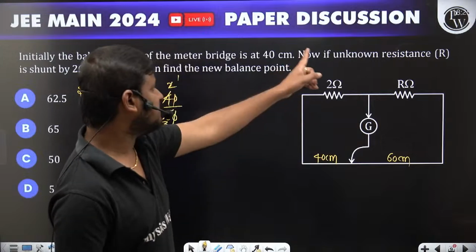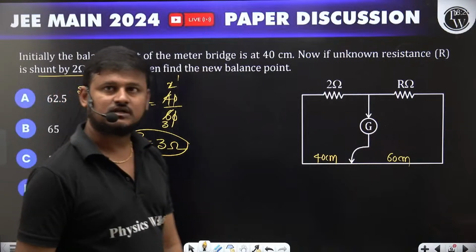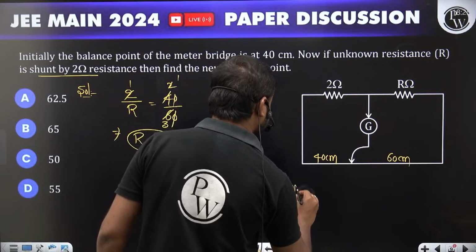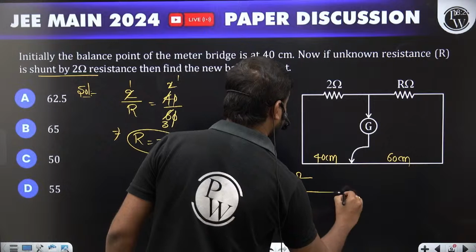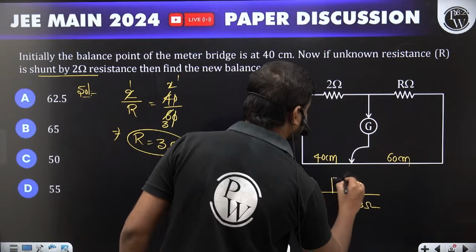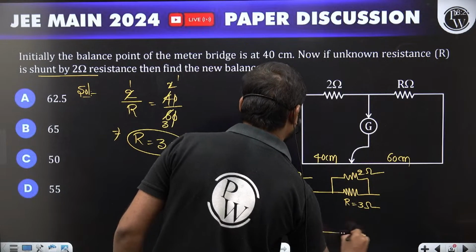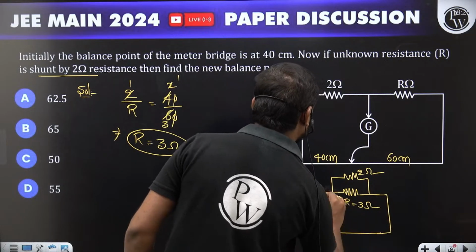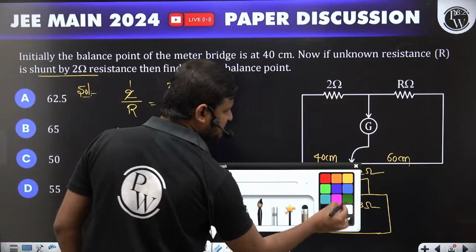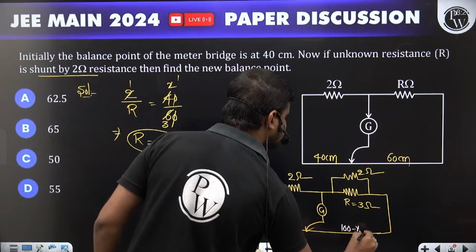Now see the next statement. If unknown resistance R is shunted by a 2 ohm resistor. Shunt means connected in parallel. So now the circuit will become, this is a 2 ohm, and here we have R, which we got as 3 ohm. So now it is shunted by a 2 ohm resistor. Then the balancing point has shifted. So let this distance be some x. Then obviously this will become 100 minus x centimeters.